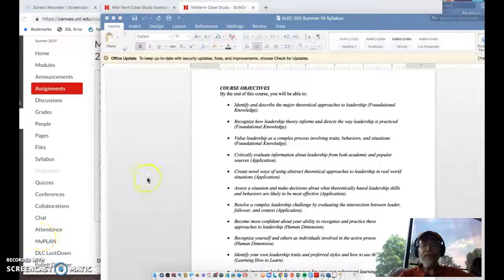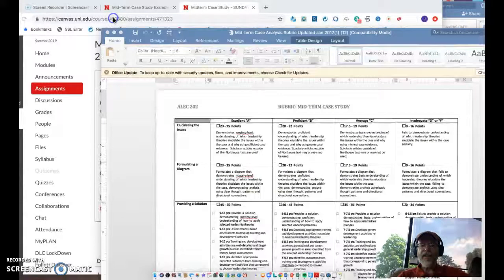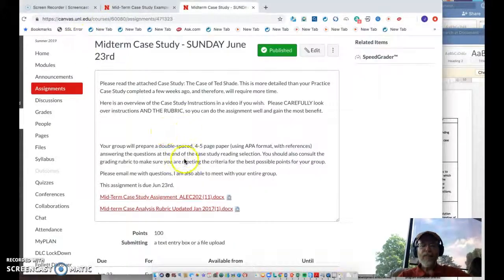So as a part of this course, one of our key objectives here is to be able to assess situations, leadership situations, from a theoretical basis, from the theory, and based upon that make some assessments of what leadership skills and leadership behaviors are there, what are missing, and how could it be made stronger. So this is an opportunity to do that. We have the midterm case study and then the finals case study. Now, in the midterm case study, if you go under modules, you'll see the midterm assignment and also the rubric.